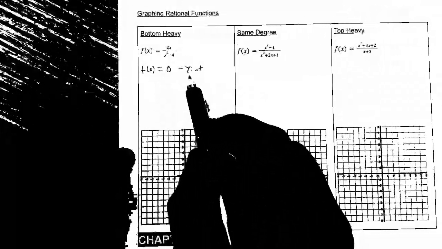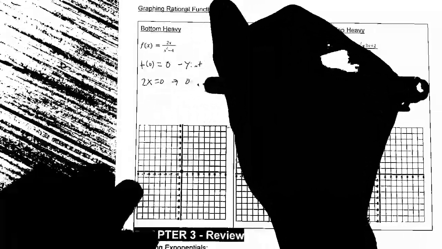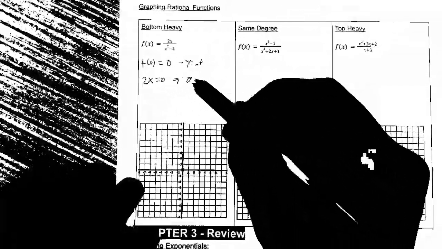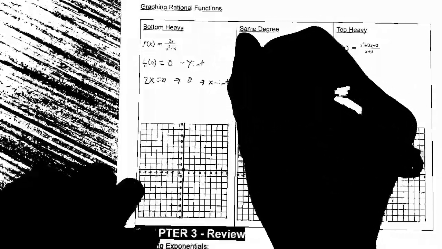So f of 0 was 0. So that is both the y-intercept and it's also an x-intercept because the y value is 0 and the x value is 0. To get the x-intercept, you set the numerator equal to 0. You also get 0. So these two are the same thing. The y-intercept and the x-intercept are the same thing. Does that make sense? Okay.